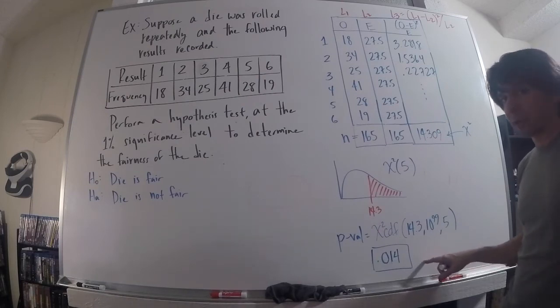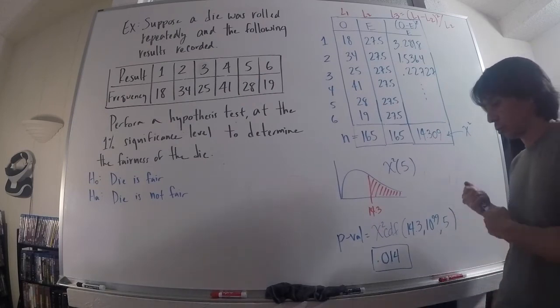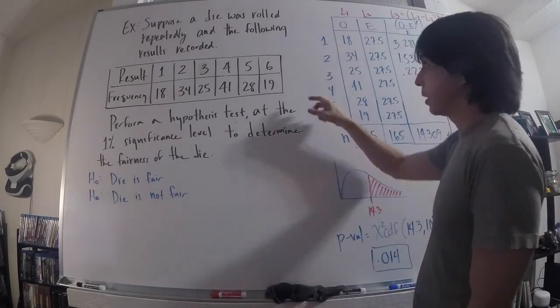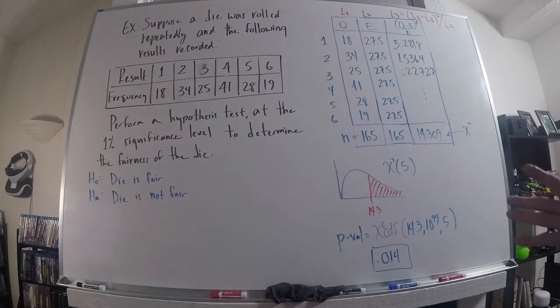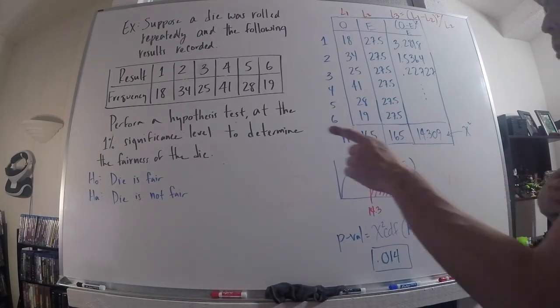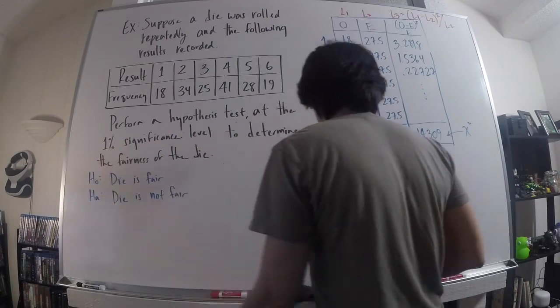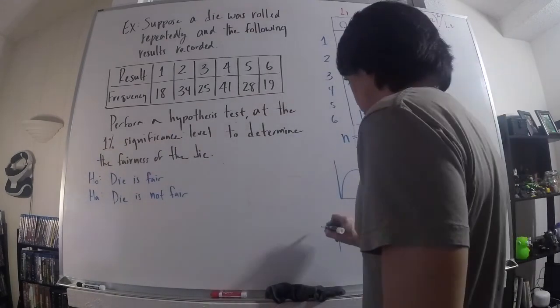That's like me getting 5 aces. It is not likely that it's due to random chance. It's more likely that they're cheating you and this is not a fair die. That's our conclusion. Well, is that our conclusion? Hold on. No. I gotta finish this up.